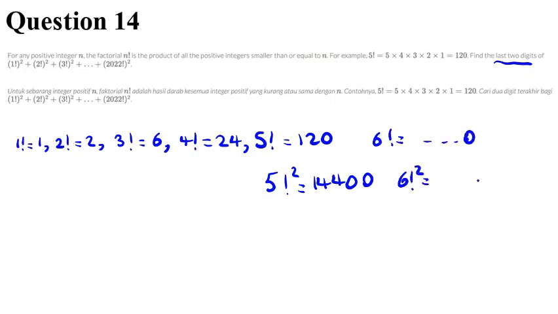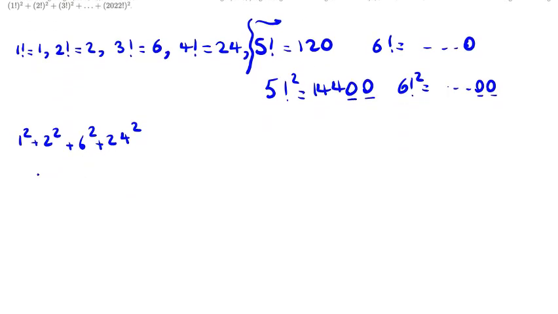And 6 factorial squared has 2 zeros. So from 5 factorial squared on, they have no effect on the last two digits, because the last two digits of all of them are 0. So we need to calculate only this part. So 1 squared plus 2 squared, because it says factorial squared, plus 6 squared plus 24 squared. We want to find the last two digits of these numbers.